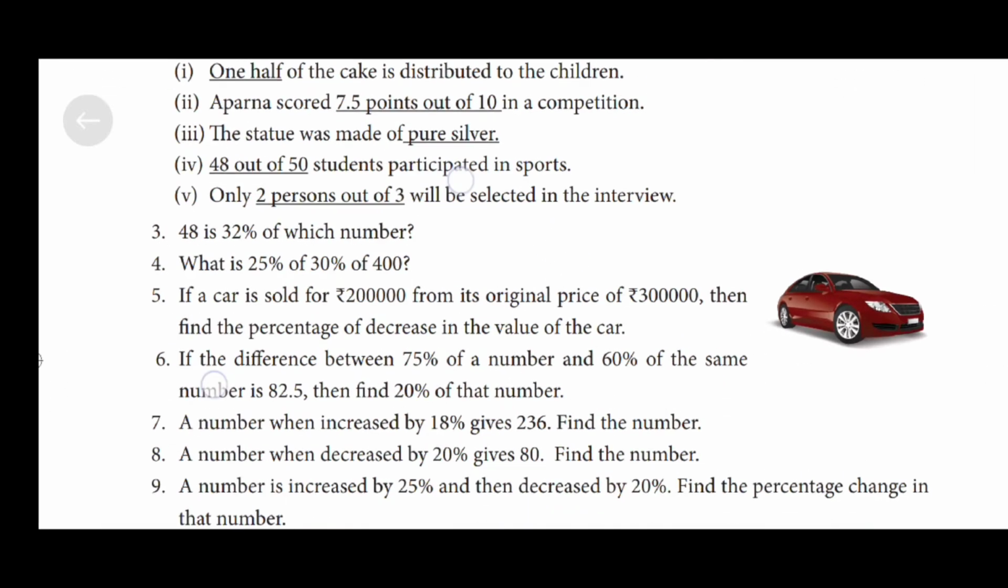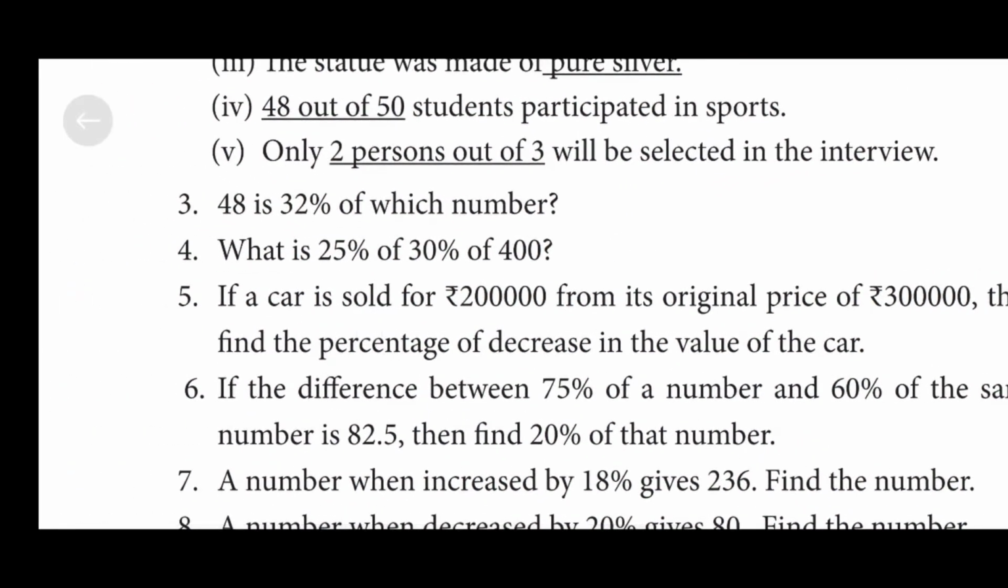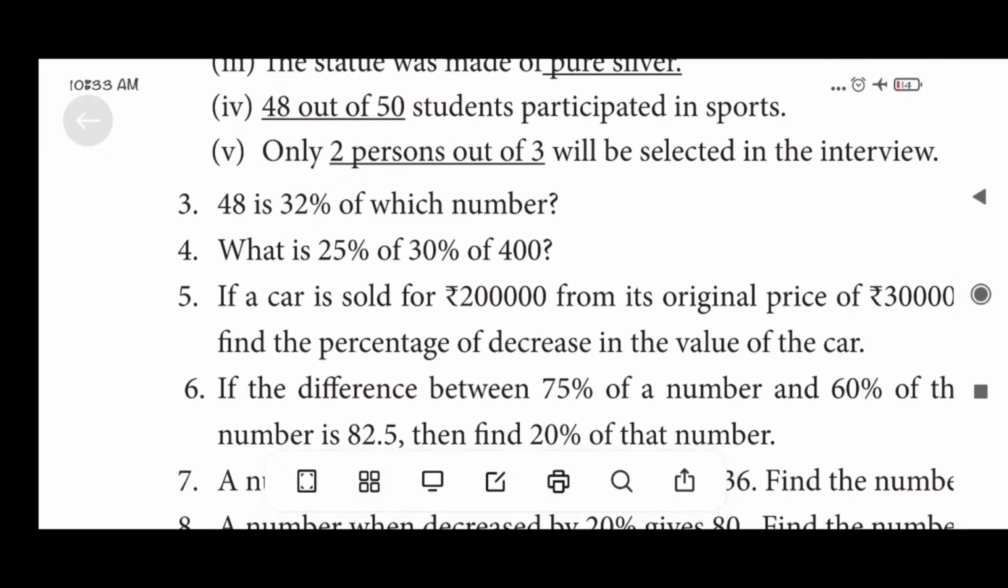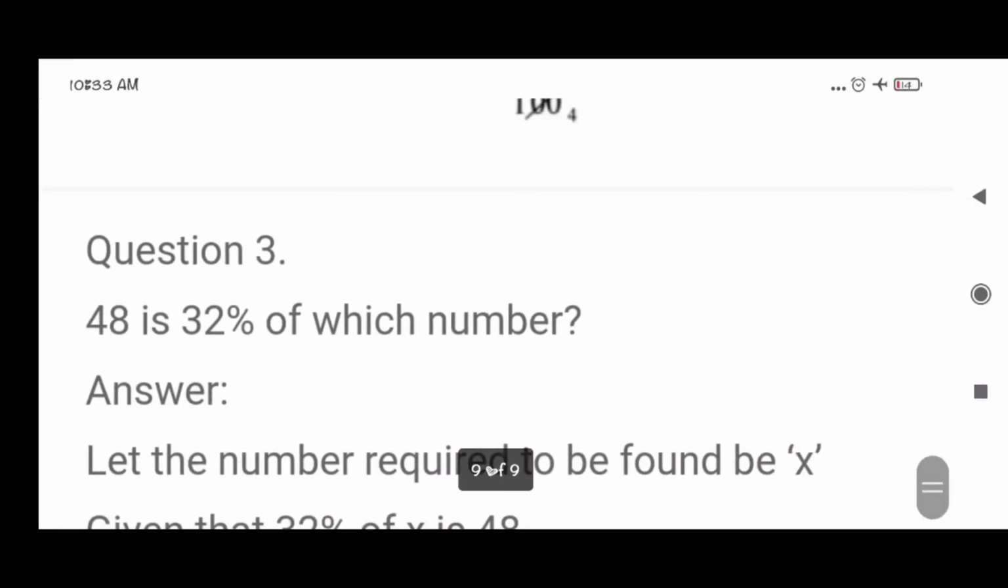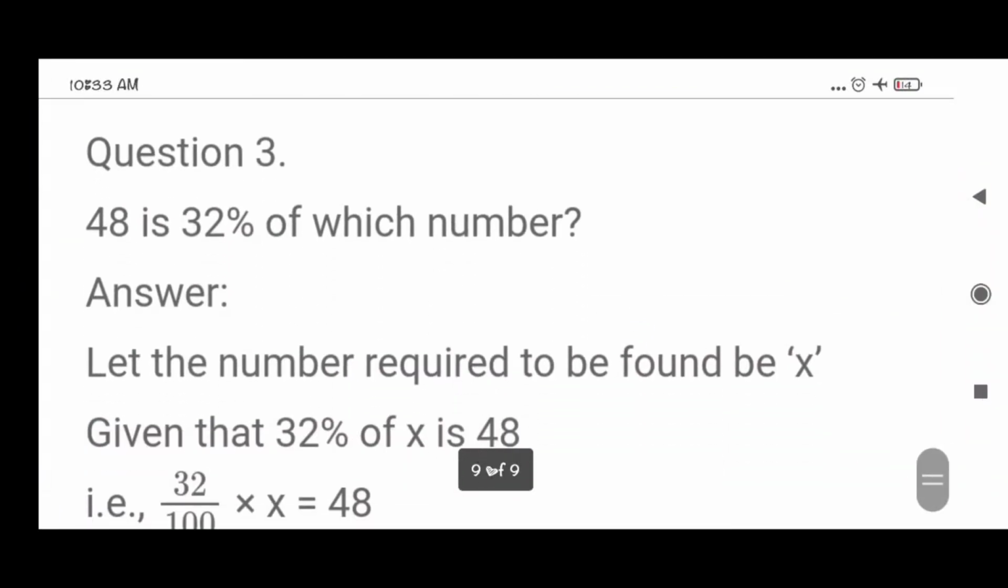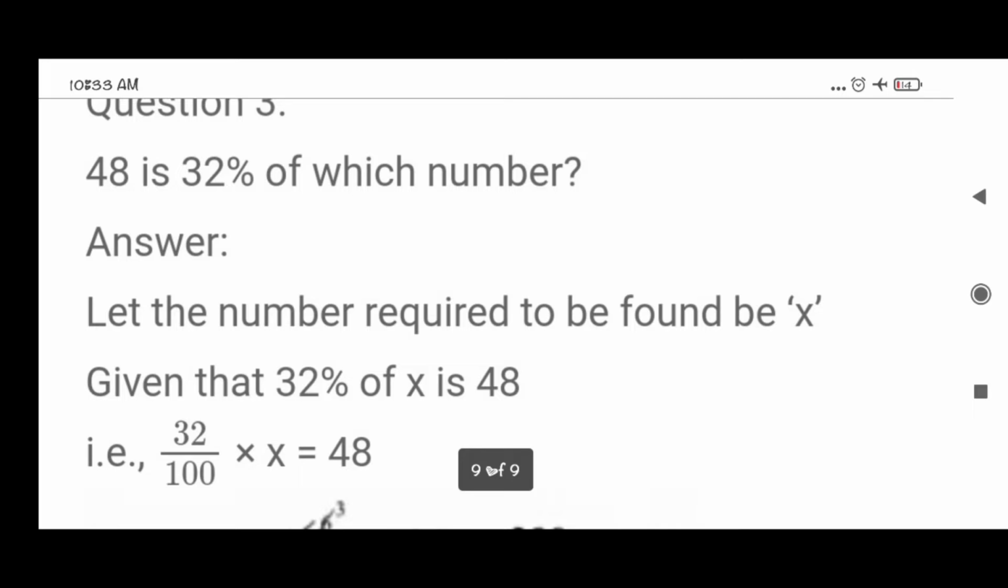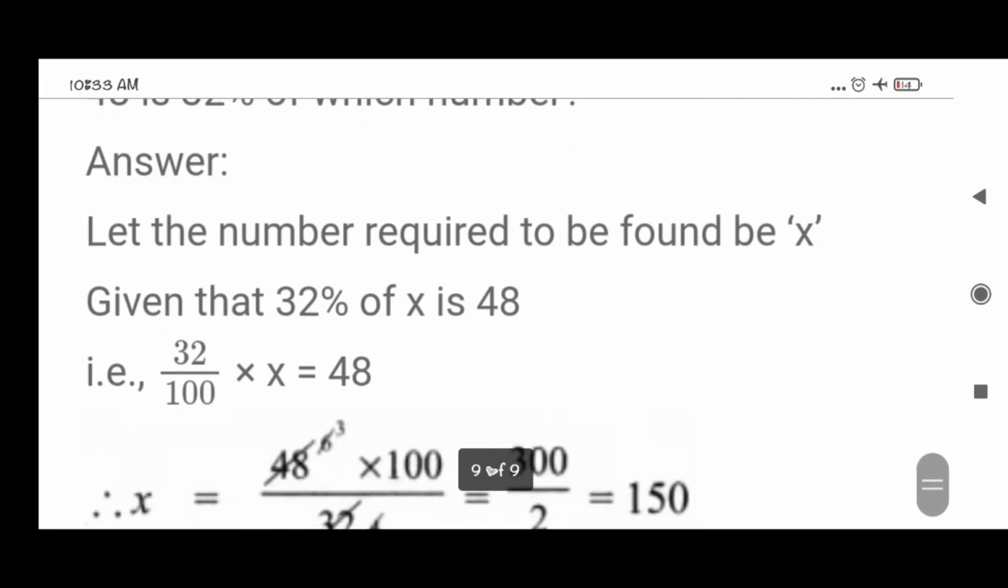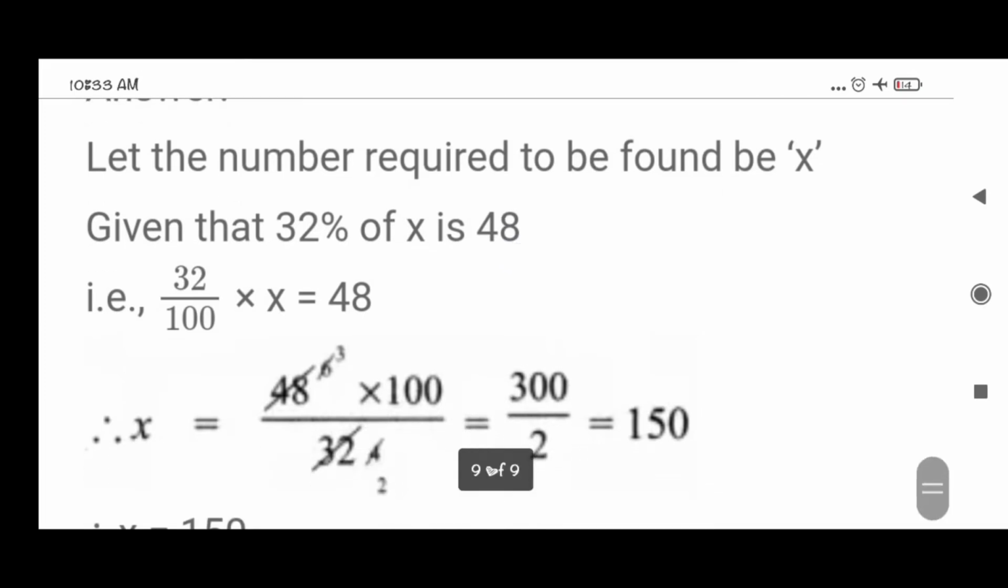Now we will solve the third sum. 48 is 32% of which number? They asked, 48 is 32% of which number. Now let the number required to be found be x. We don't know the number, so we can keep it as x. Now given that 32% of x is 48. So 32% of our number, the answer is 48. Now 32 divided by 100.